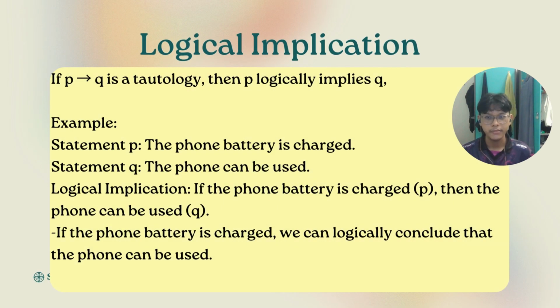Logical implication. So what is logical implication? If P implies Q is a tautology, then P logically implies Q. For example, statement P: the phone battery is charged. Statement Q: the phone can be used. Logical implication: if the phone battery is charged, P, then the phone can be used, Q. If the phone battery is charged, we can logically conclude that the phone can be used.